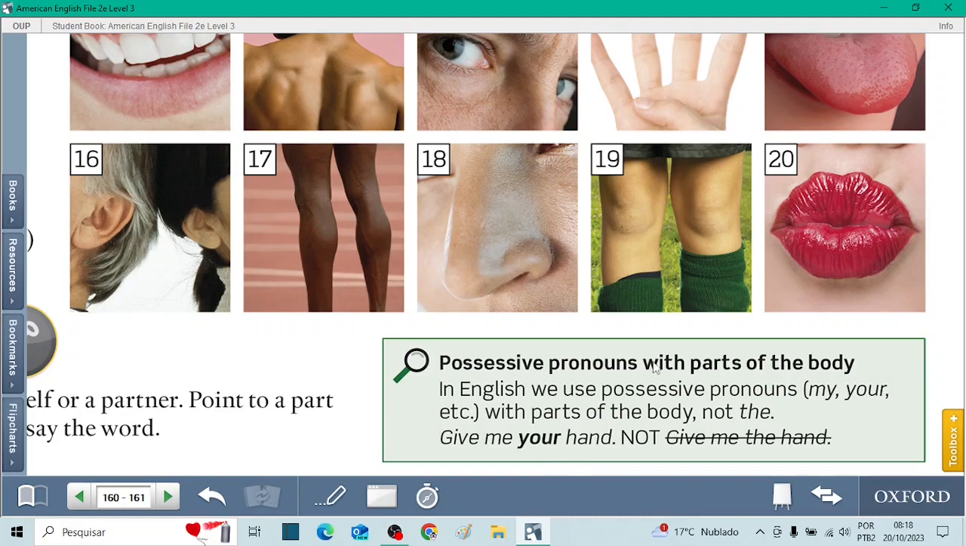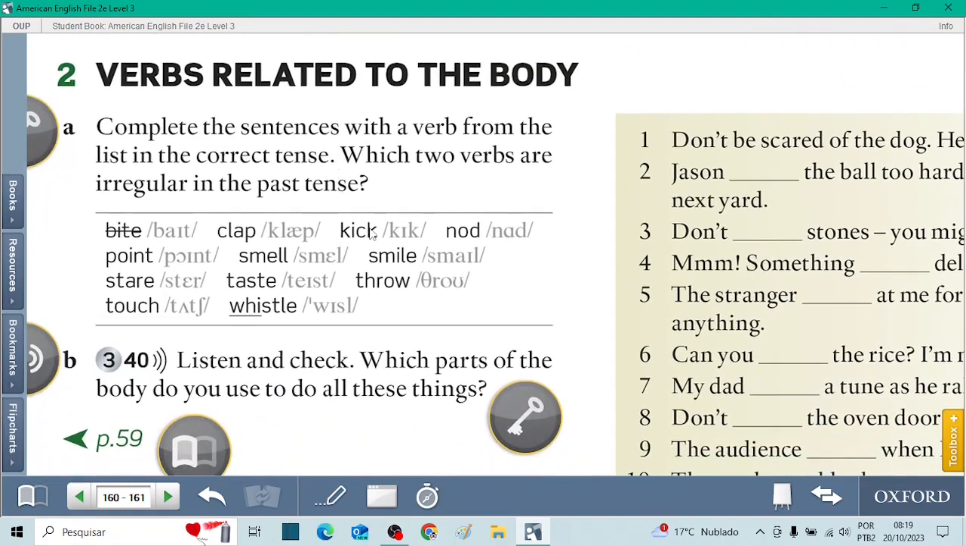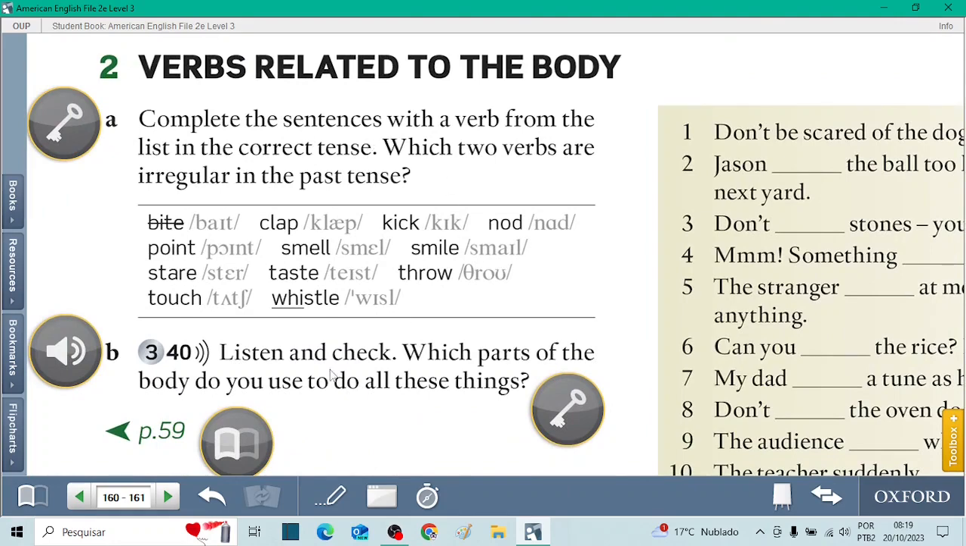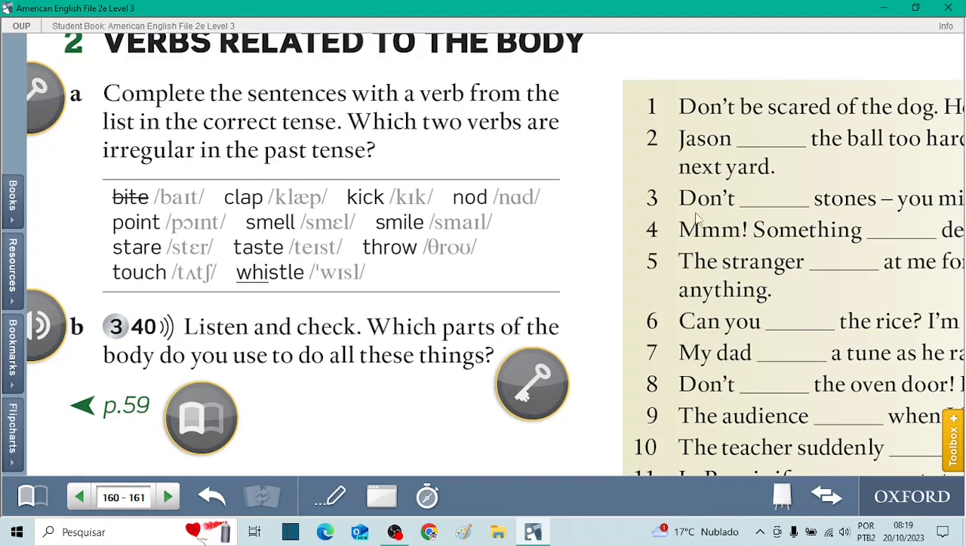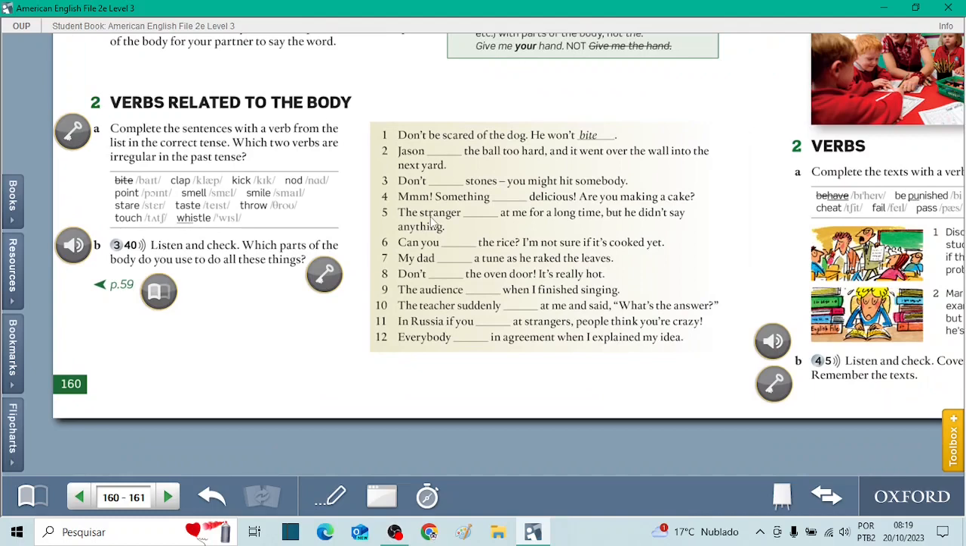So, always use the possessive pronouns together with parts of the body. Okay? So, I need to brush my hair. I need to brush my teeth. Okay? Always this way. Now, verbs related to the body. Now, you are going to complete these sentences here, okay, with a verb from the list in the correct tense. Which two verbs are irregular in the past tense? So let's go. Pause the video and do it.